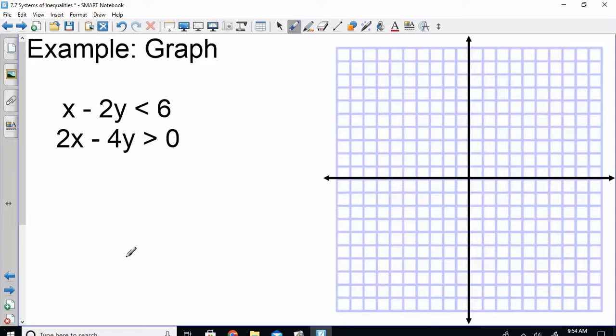What should we do first here? Subtract the x. Okay. So if I take the first one, subtract my x, then what? Divide by negative 2. So when you divide by a negative, what happens? It flips. So negative 1 over negative 2 is a positive 1/2. 6 divided by negative 2 is negative 3.